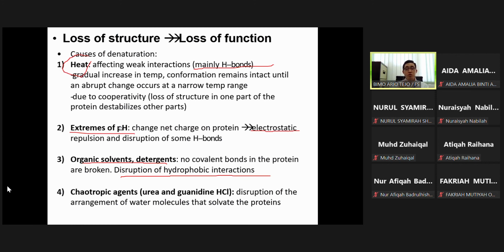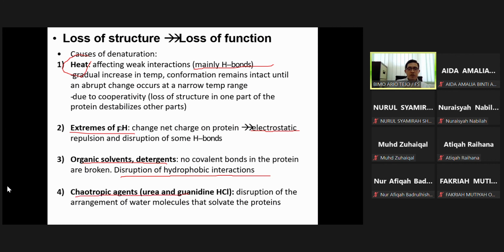Simple je basuh tangan. Tak perlu pun basuh tangan dengan sabun yang ada disinfectant, tak perlu. Any soap, ya, tak perlu nak ada macam-macam chemical. Any soap, because you know that the detergent will destroy the hydrophobic interaction that stabilizes the viral proteins. The organic solvent that we use is ethanol, 70% and above.